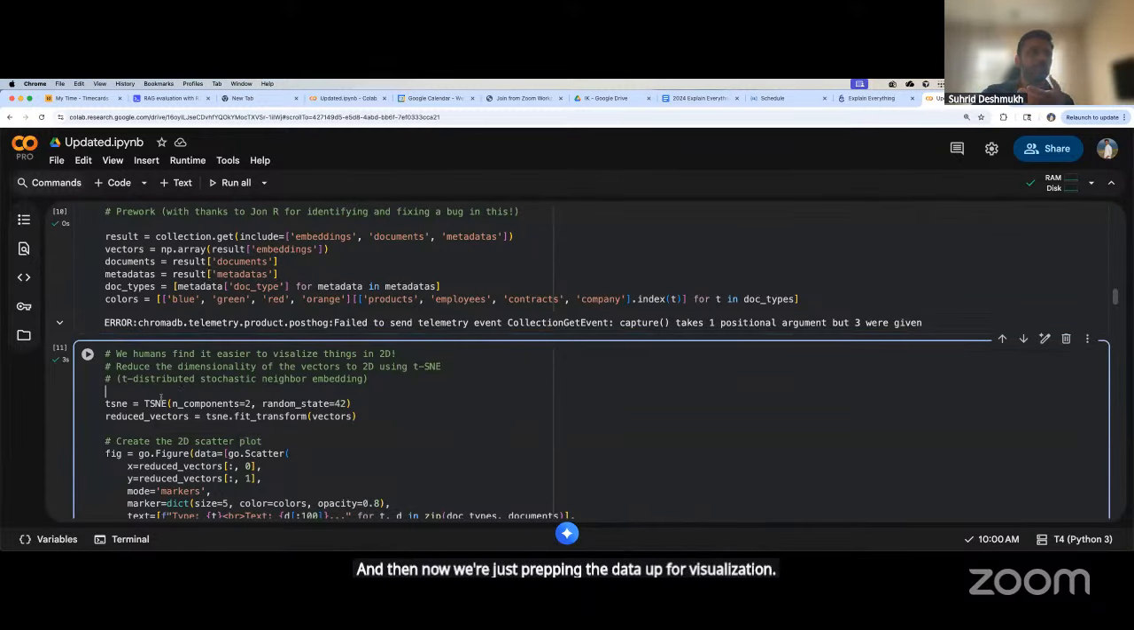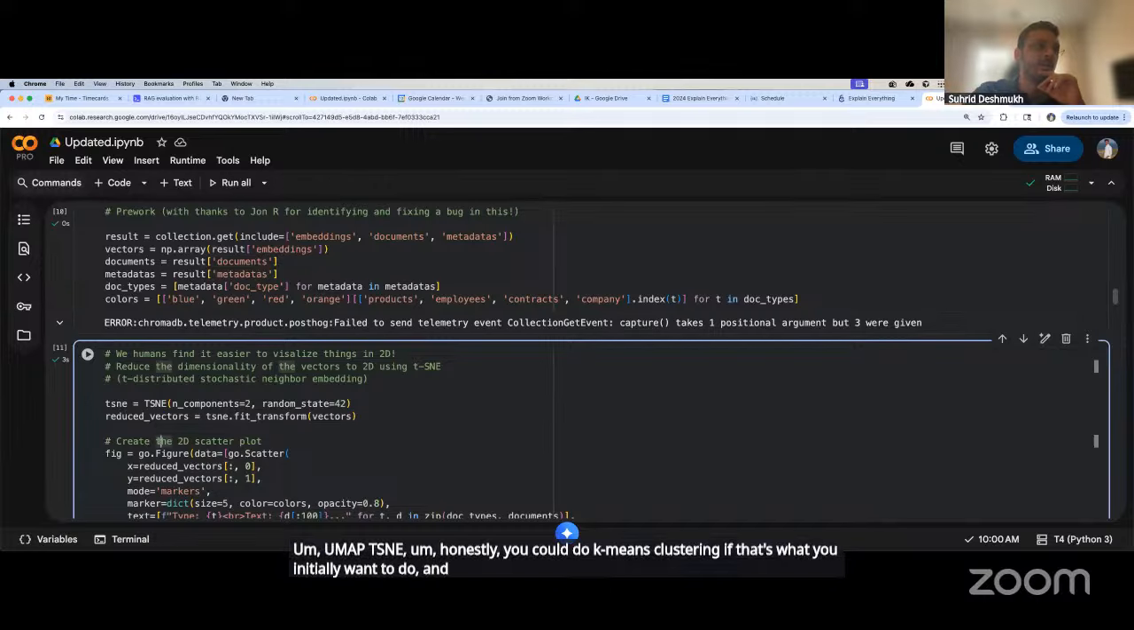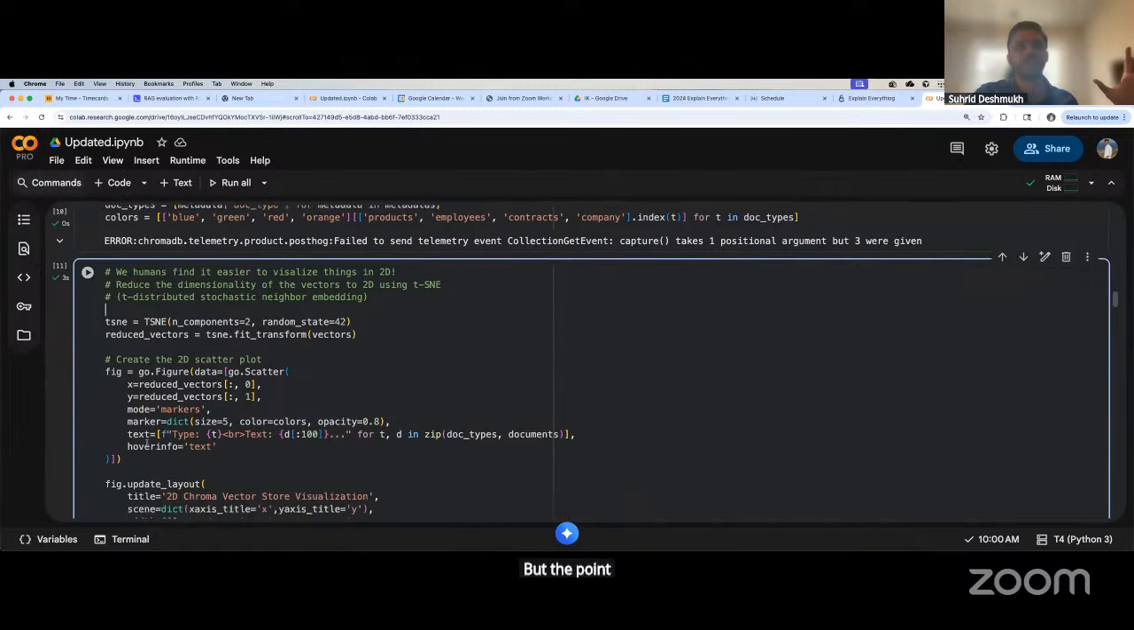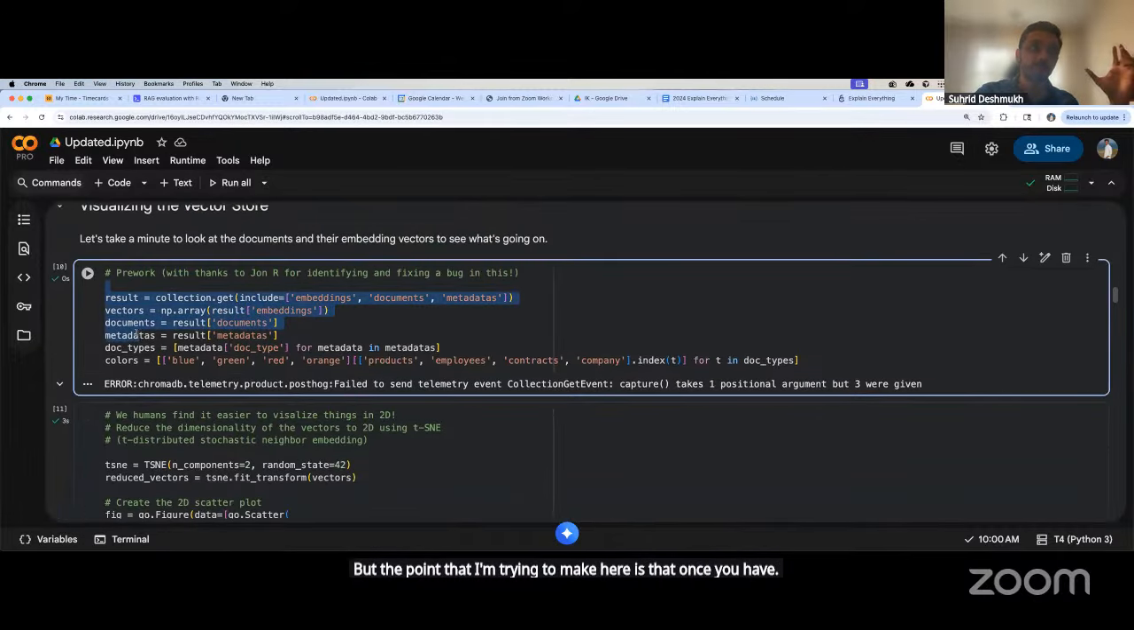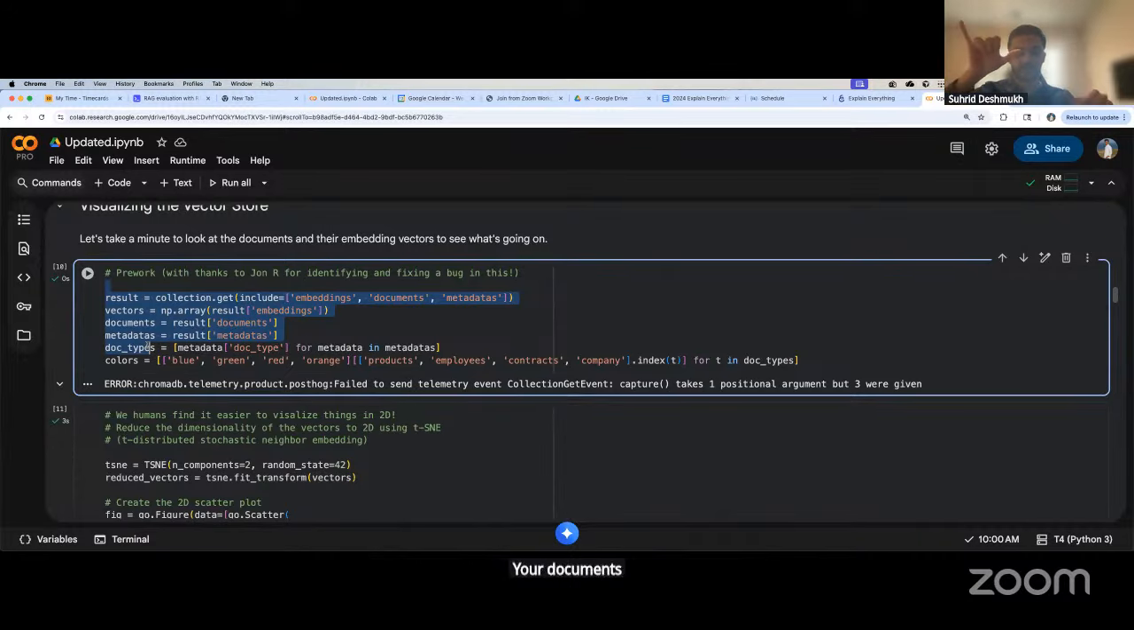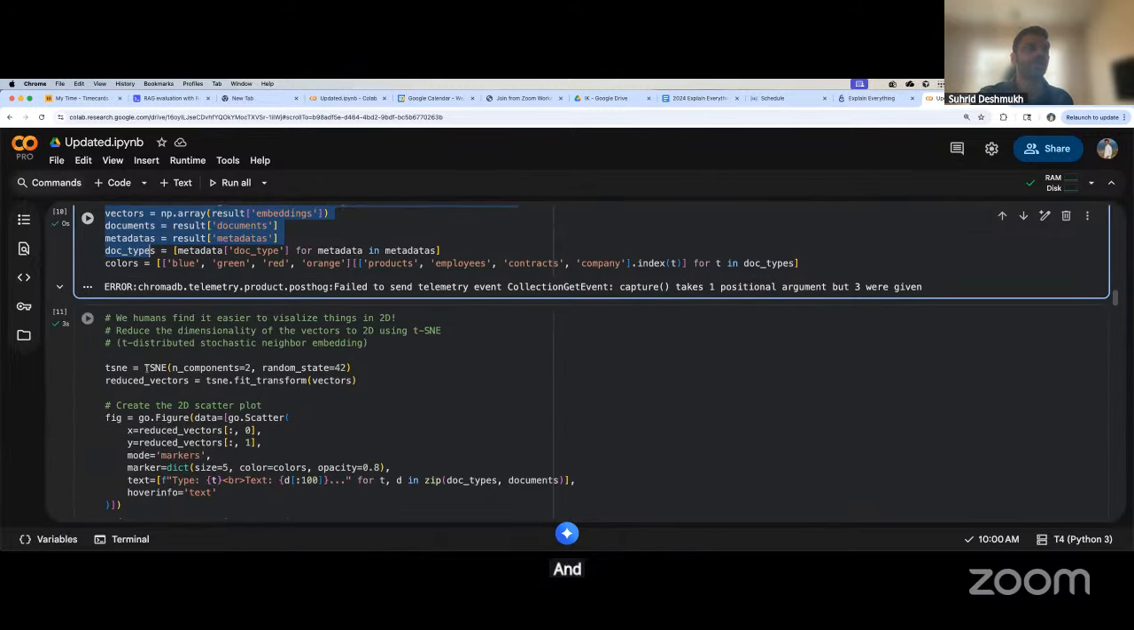There was a comment in the chat that you can use UMAP for visualization. Absolutely correct. UMAP, t-SNE. Honestly, you could do k-means clustering if that's what you are most familiar with. But the point that I'm trying to make is that once you have your documents stored in your vector database, each document has a vector associated with it. And now you can visualize these documents on a two-dimensional or three-dimensional graph, because we humans can visualize information in two or three dimensions.